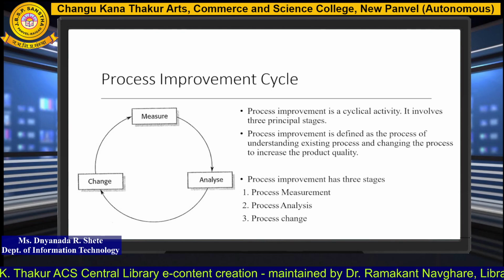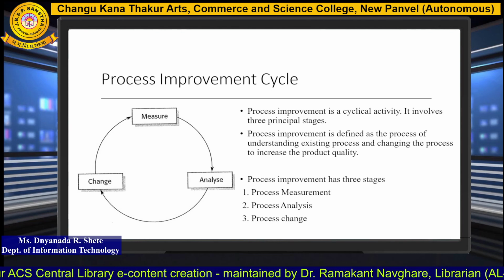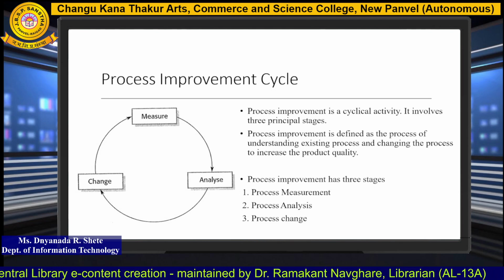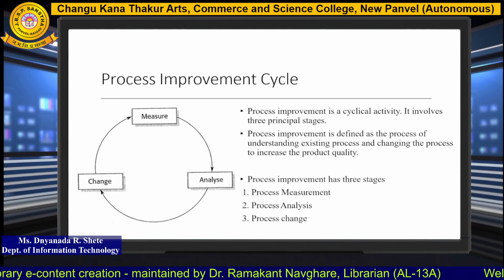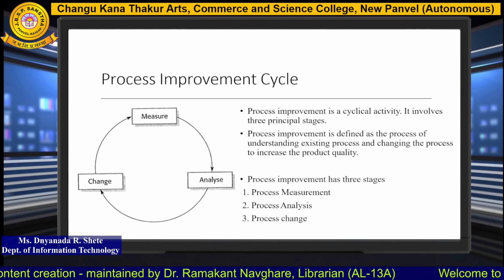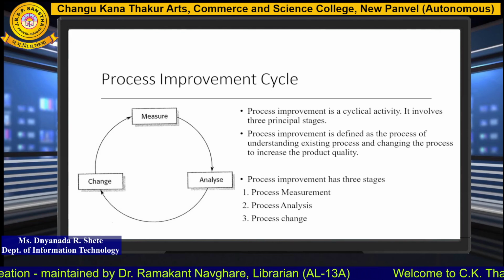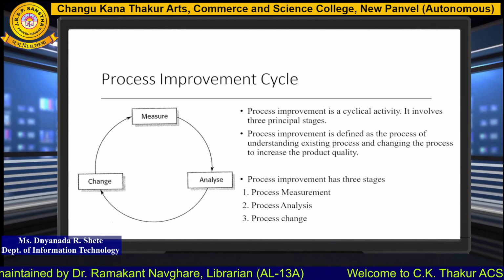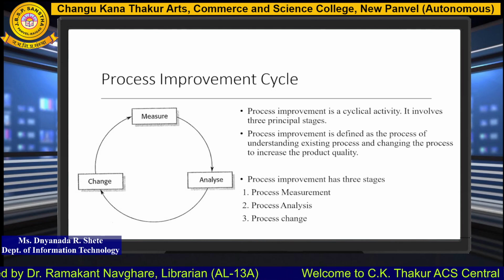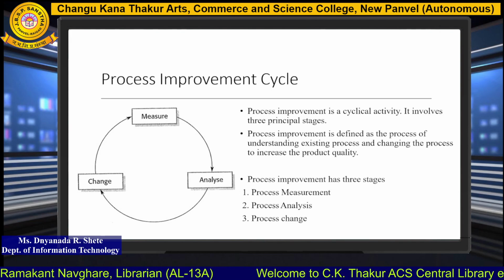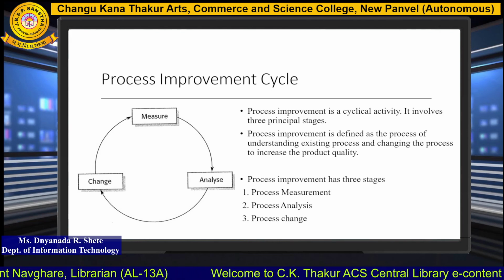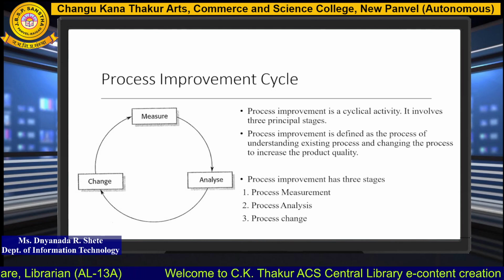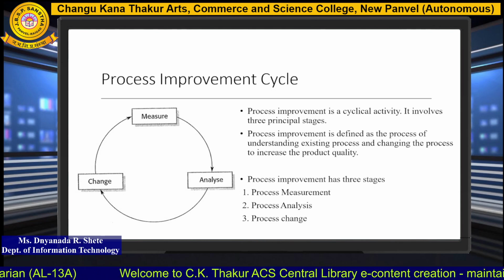Process improvement is defined as the process of understanding your existing process and changing it to increase the product quality. So this is nothing but your process improvement. In process improvement, there are three stages: process measurement, process analysis and process changing.